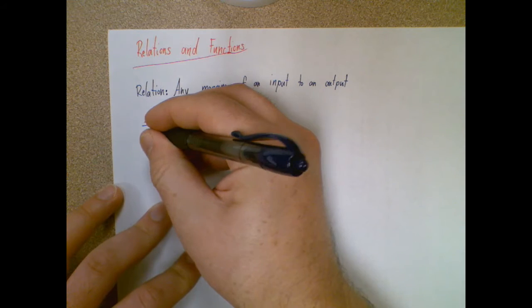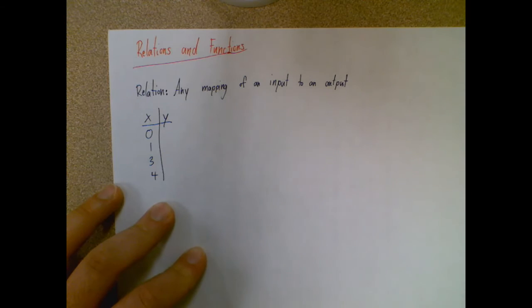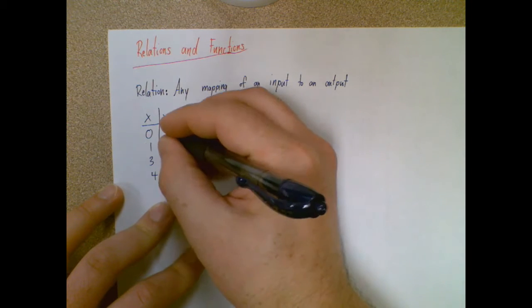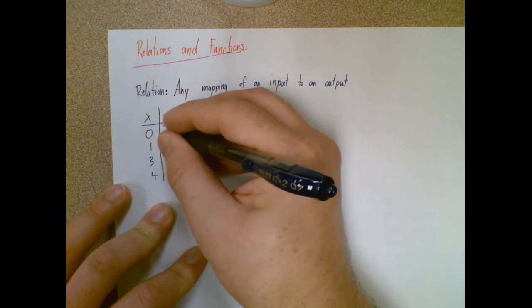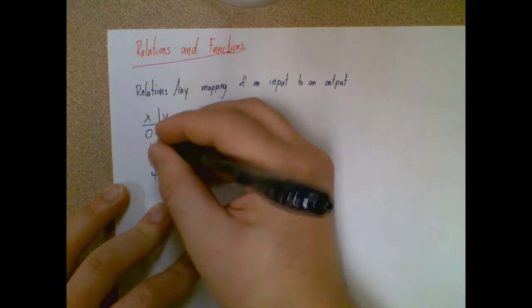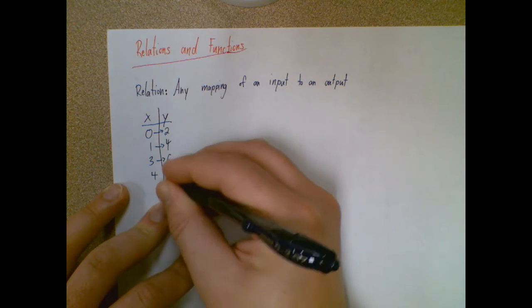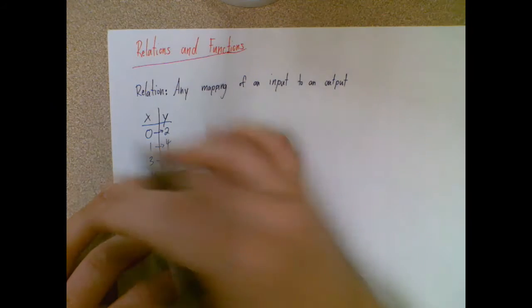So say I have 0, 1, 3, 4, whatever. Actual numbers don't matter too much. And then I have to tie 0 to a number and 1 to a number and 3 to a number, etc. So maybe my outputs are 2, 4, 6, 8. So in this case, 0 is tied to 2, 1 is tied to 4, 3 is tied to 6, and 4 is tied to 8. Okay, so that's an XY table.